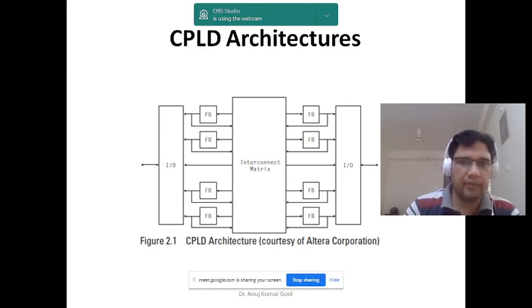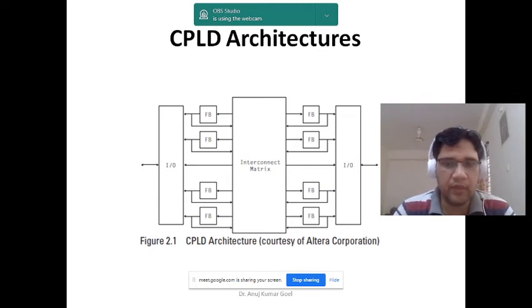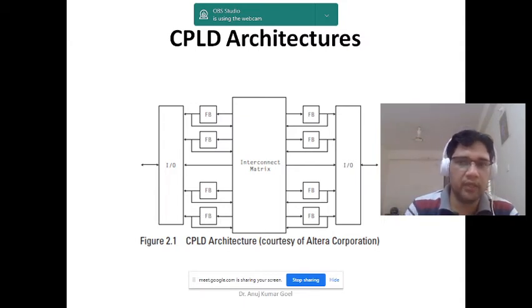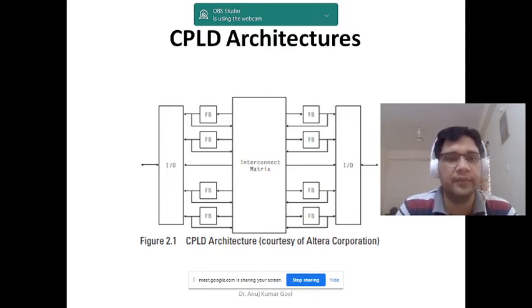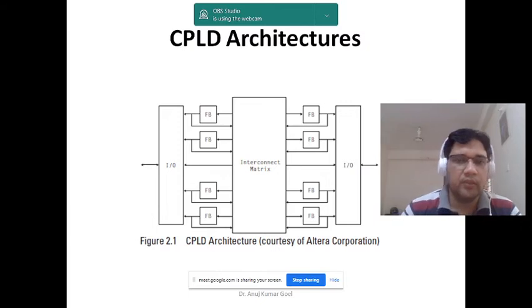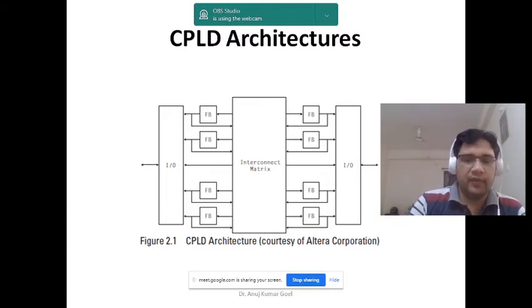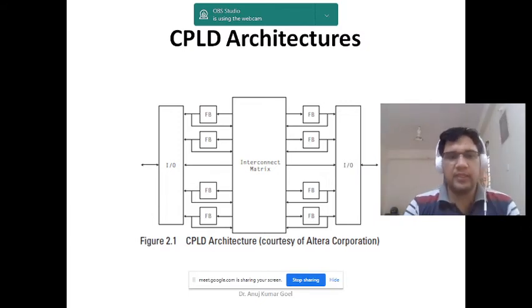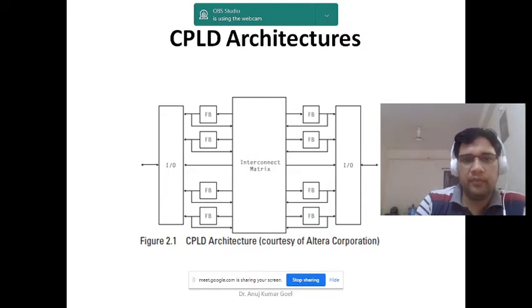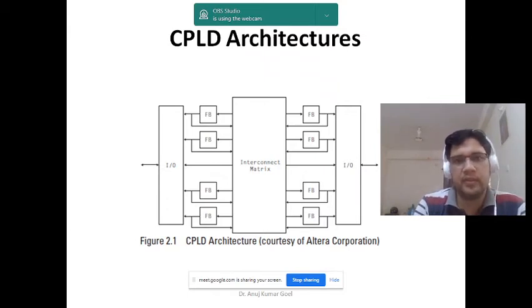As in the diagram you can see, it can receive input from the interconnect matrix, or from the input output block, or it can get signal from the other functional block, and it can receive the feedback from itself. So different types of signals are accepted by the functional block, and the main function is implemented by the functional block. The main logic or main Boolean expressions are solved by the functional block. The other two blocks are just supporting blocks.